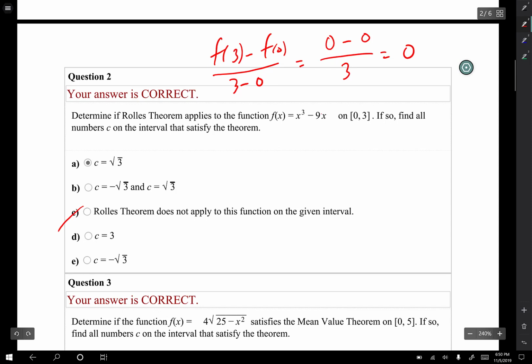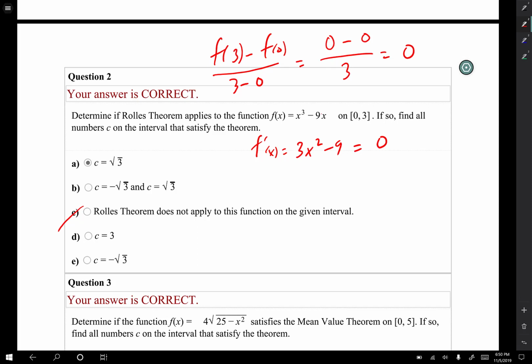I'm going to take my derivative. f prime of x is 3x squared minus 9, and I'm going to set that equal to 0. Now you're just going to solve for x. They want to know at what value of x, or c in this case, c just means a specific x value, is my instantaneous rate of change, my tangent line, parallel to my secant line between 0 and 3. That's all they want.